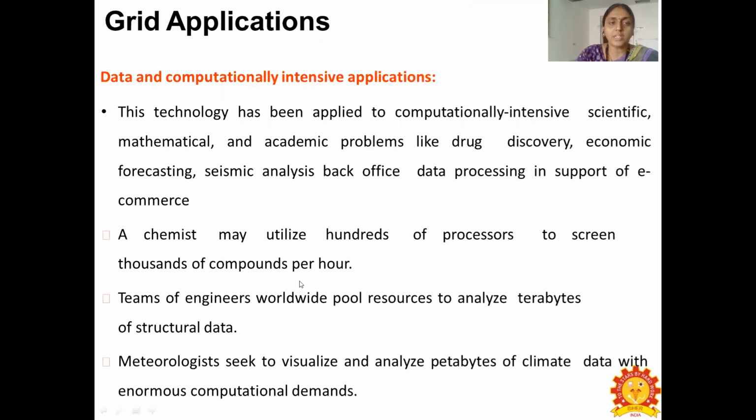And now we will see the grid applications. First, in the domain of data and computationally intensive applications, this technology has been applied to computationally intensive scientific, mathematical and academic problems in real time, like drug discovery, economic forecasting, seismic analysis, back office data processing, and supporting e-commerce applications. A chemist may utilize hundreds of processors to screen thousands of compounds per hour.